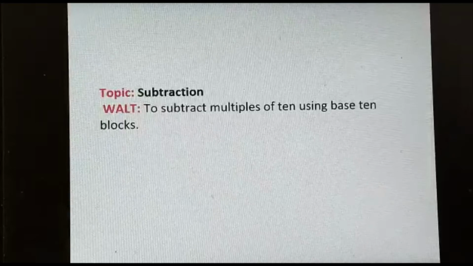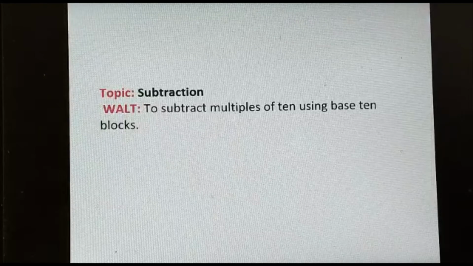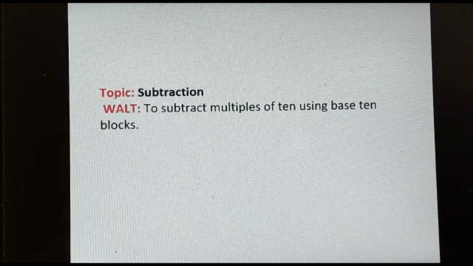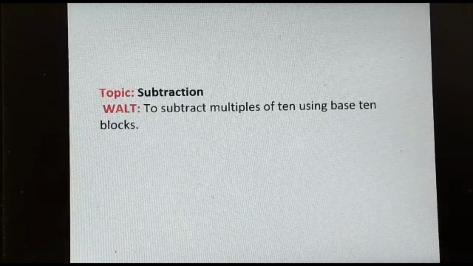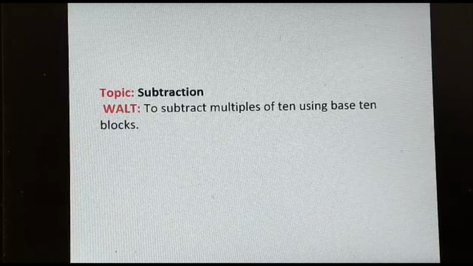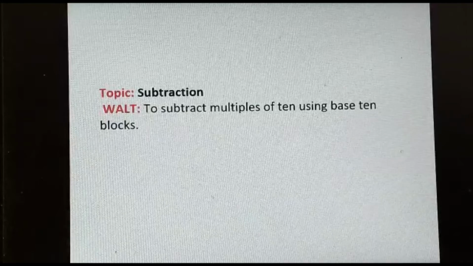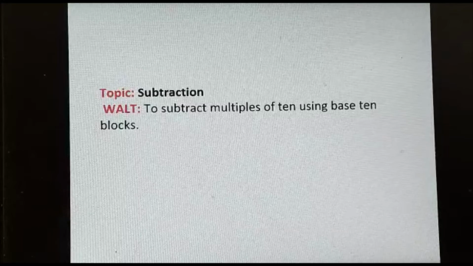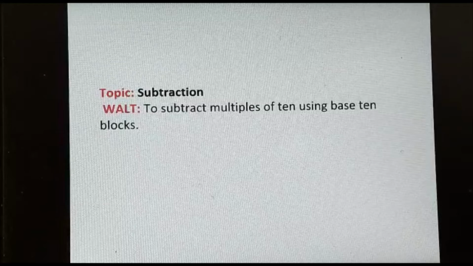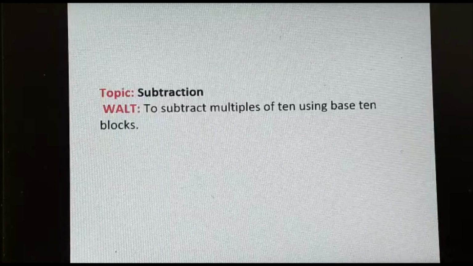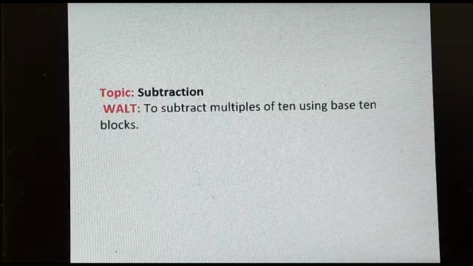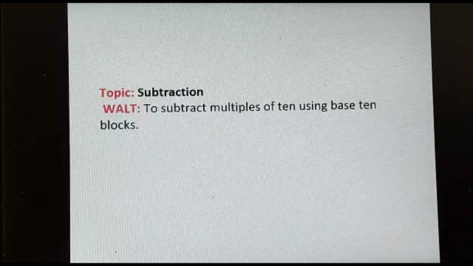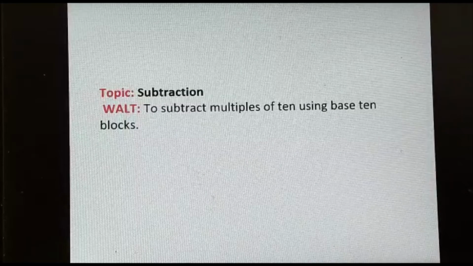It's time for us to introduce the topic, which is subtraction, and the WALT. We are learning to subtract multiples of 10 using base 10 blocks. Now, at this point, children need to understand what base 10 blocks are. Base 10 blocks are the blocks of tens and ones with which we have told them the place value of a particular digit or more than one digit. So that is how we tell them to recall what they have done using base 10 blocks. The model form of tens and ones blocks that they draw.